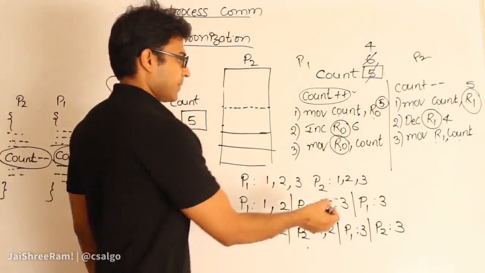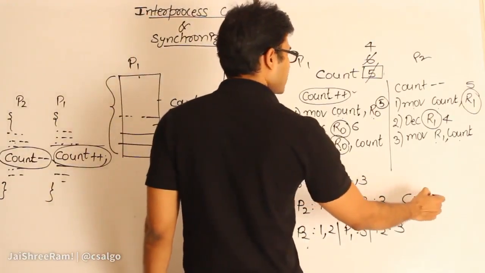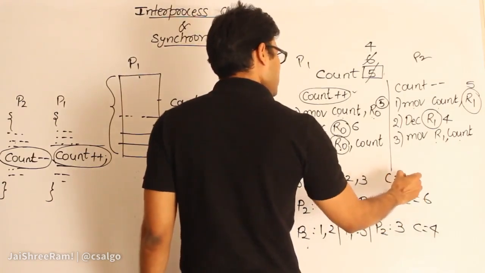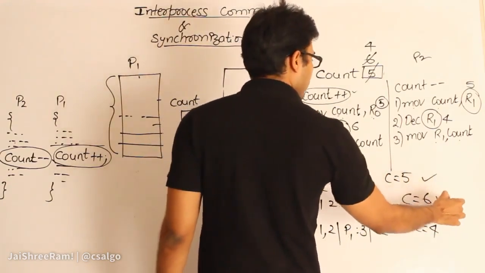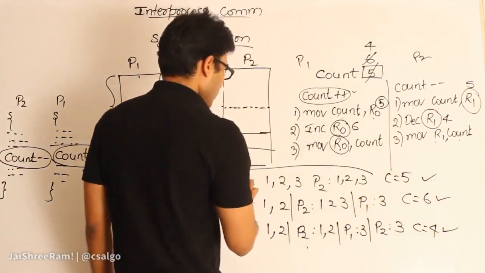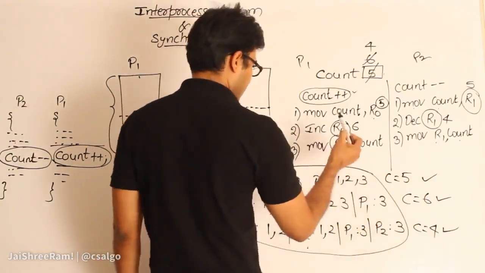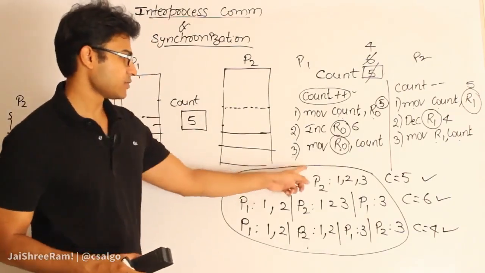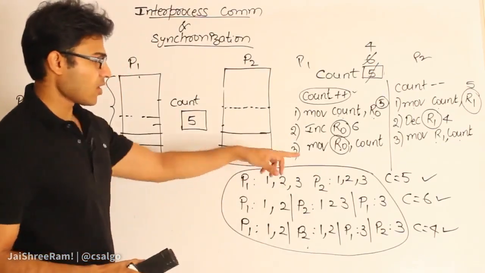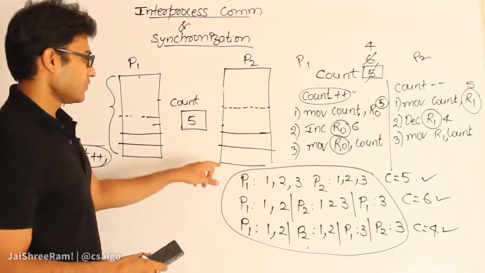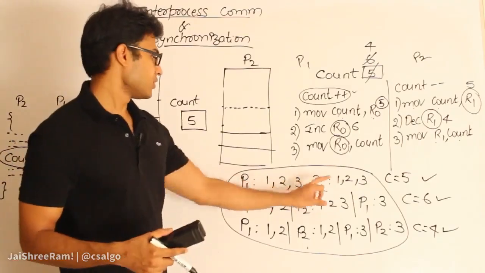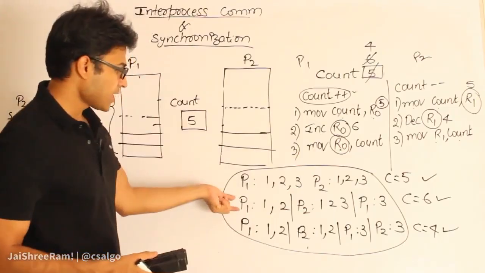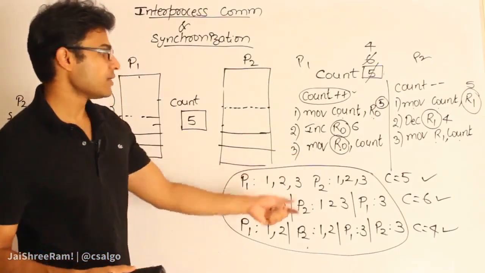In the earlier case count is going to be 6, in this case count is going to be 4, and in this case count is going to be 5. So all these three values are possible depending on the order in which you are executing the instructions, isn't it? If the preemption happens after this, like this, then the value is going to be 5. Or even with the other kind of execution, P2 1 2 3, then P1 1 2 3, the value of count is also going to be 5. If this happens, then the value is 6. If this happens, then the value is 4.